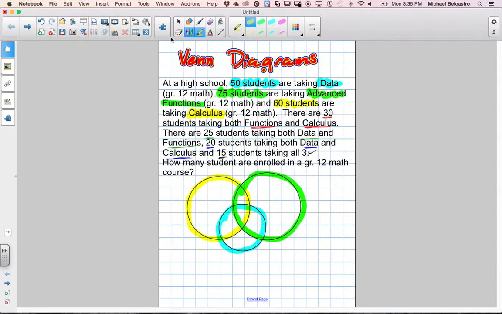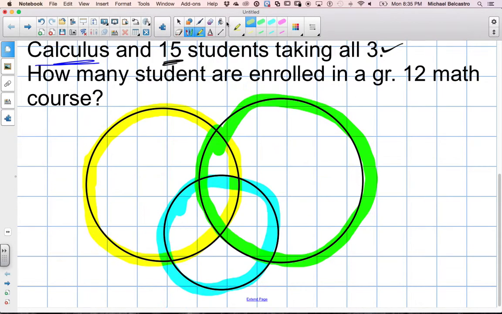So here we go. We have our three circles. We'll write some numbers down with them. This will be our 60, 75, and 50 is what we had. 50 students in data there. They've also told us that 15 students take all three courses. So we'll put 15 in the middle here, 15 students that are in all three courses.